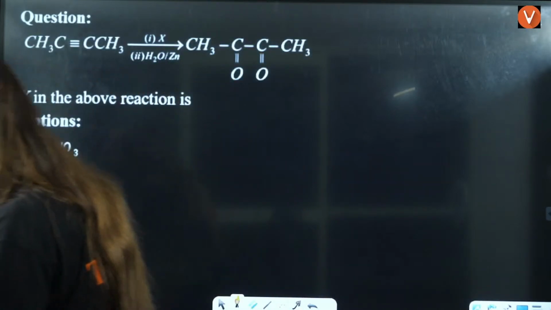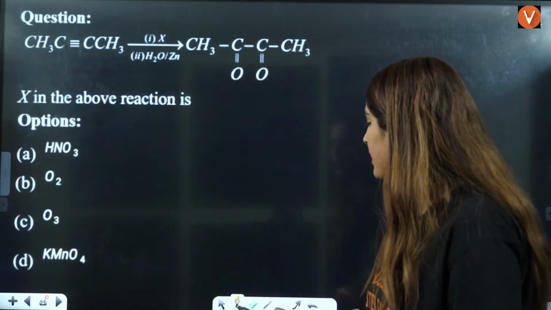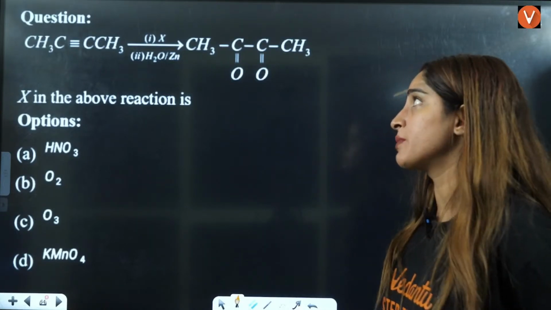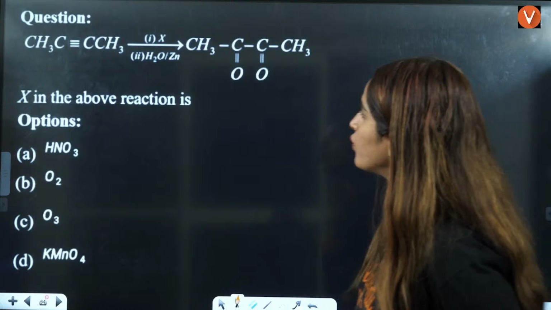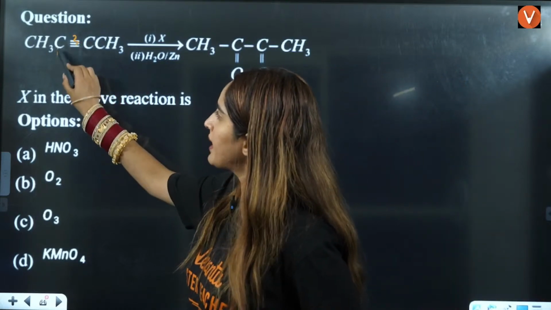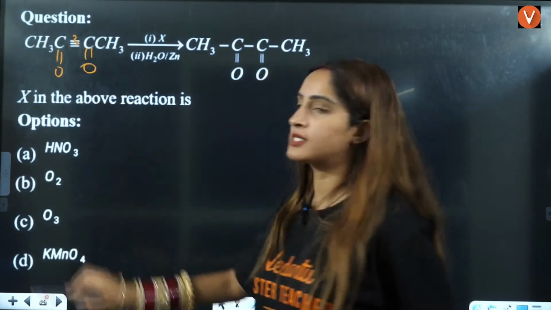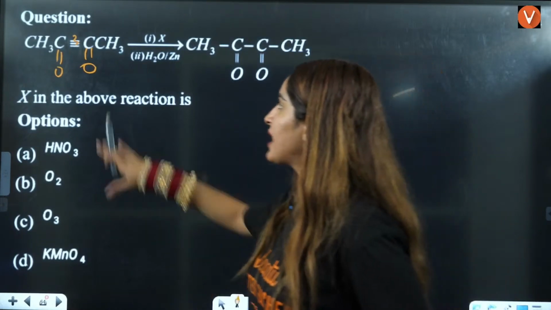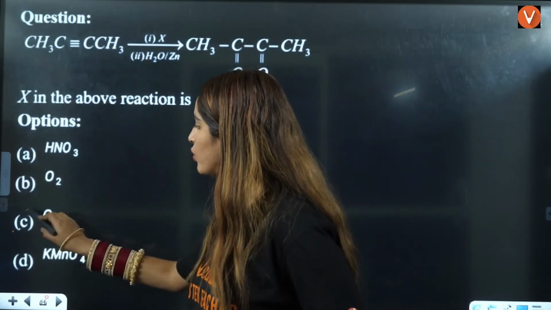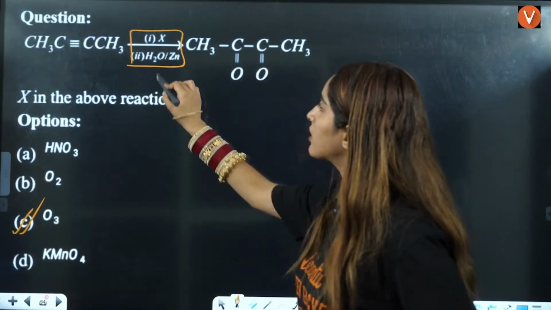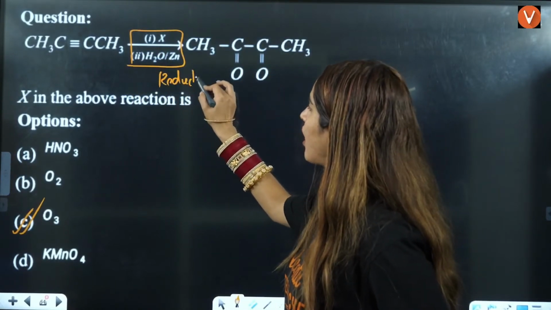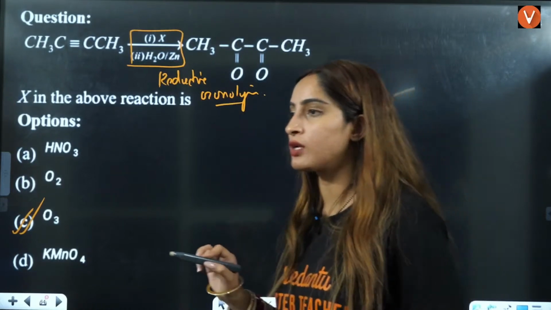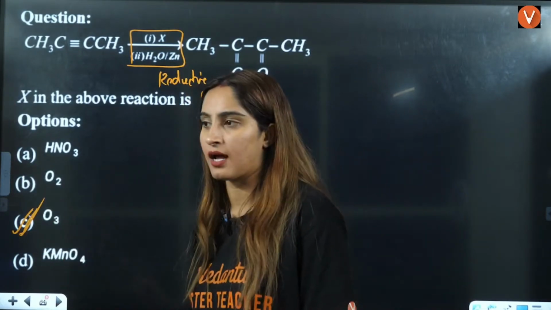Any problem here? Acha. Next question. CH3, C triple bond C. Now what you have done, two pi bonds will break and attachment of two C double bond. That is possible in ozonolysis. So here X is O3 and that too reductive ozonolysis. Reductive ozonolysis, that means C is the correct answer.